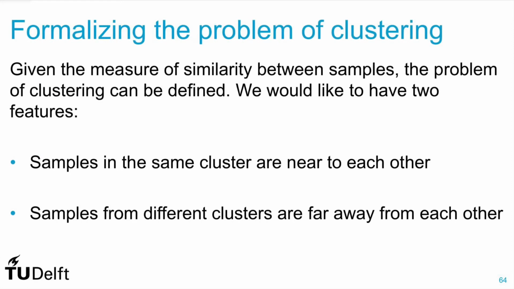Now, let's try to formalize the problem of clustering. Let's assume that a measure of similarity is given, and now we need to define the problem of clustering, and we want the solutions to have two features that we already discussed a bit with the previous examples. First, the samples that are in the same cluster are to be near to each other. The other characteristic is that the samples from different clusters are expected to be far away from each other.